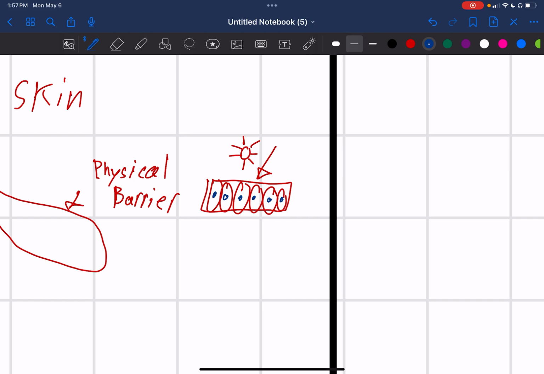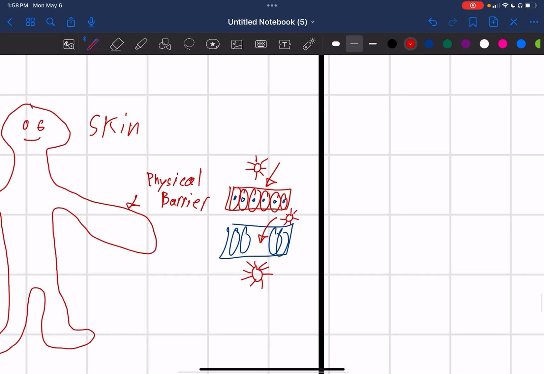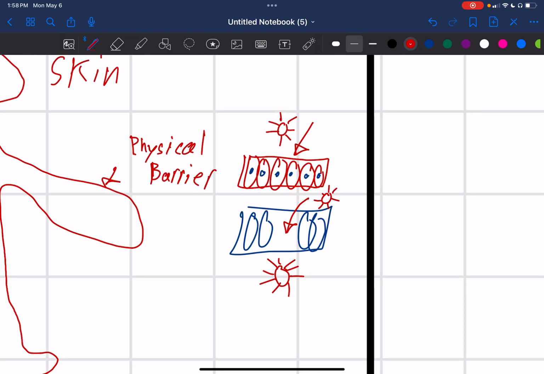However, whenever you get something like a cut, those tight skin junctions are going to be broken. So that means that the pathogen can then go through, allowing its antigens to attach to the receptors of the cell, and then breaking into your cells. So that's the importance of the physical barrier.